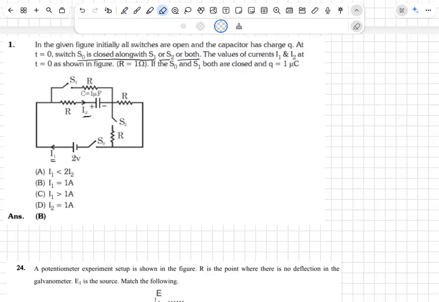If S0 and S1 are closed, S0 and S1 are closed. Okay, right. So what will happen in that part? Nothing. The battery is charged. It is not an uncharged battery. Sorry, the capacitor is charged. So therefore, what happens is, that's all. That is the only option we have.